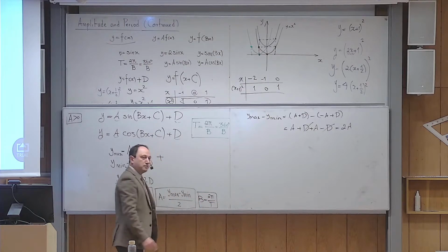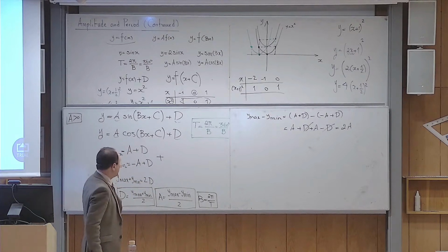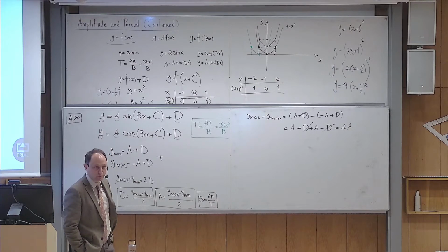The only problematic one is C. Okay, so you need to understand that, by the way, there is no unique value for C. There are infinitely many values for C. We will see why.